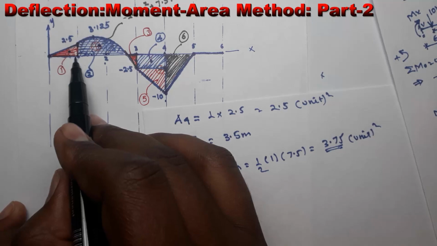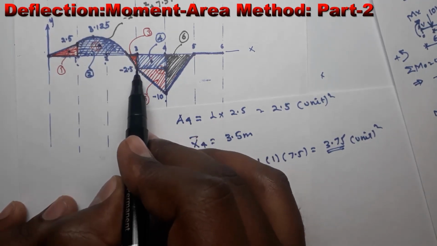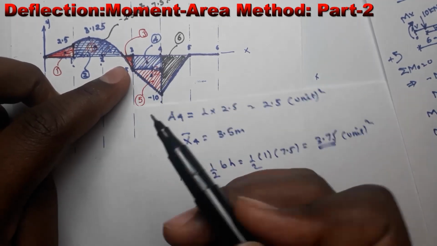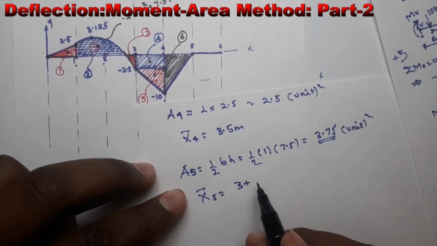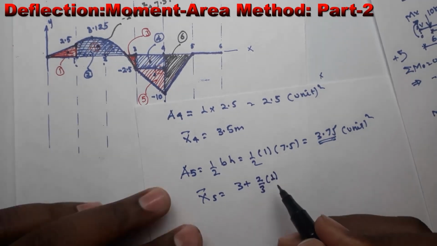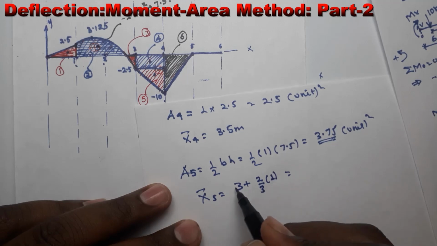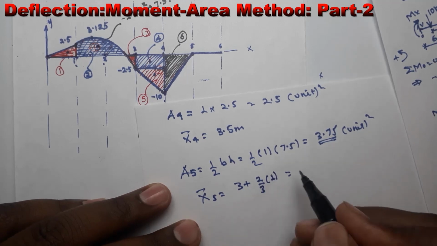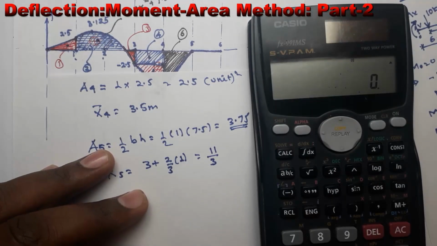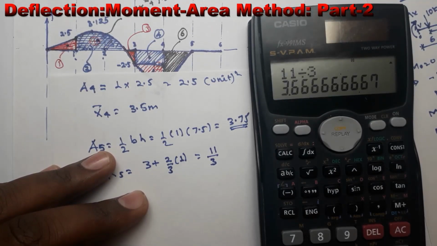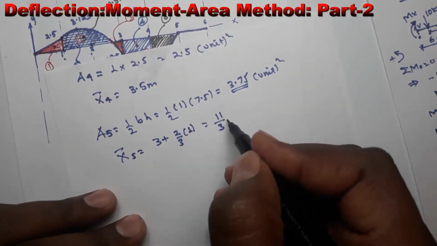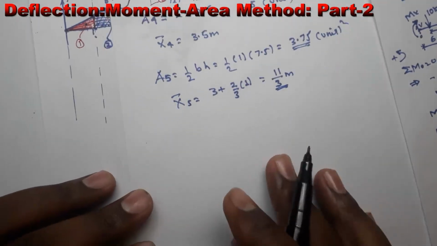And x bar 5 equals what? The distance from here is 1, 2, 3, and from here up to this centroid it is 2/3 of this width. So it is 3 plus 2/3 times 1. This is equal to 11/3, in number form 3.667. You can write it like this, or like this, meter.